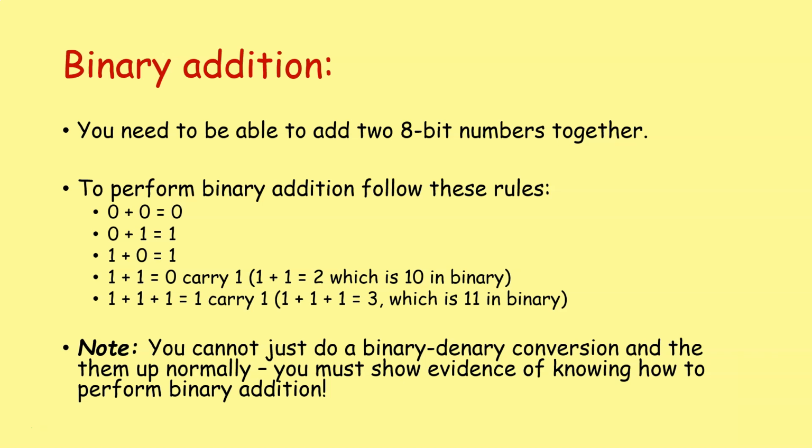That's because in decimal, 1 plus 1 is 2, and if we convert 2 to binary, we get 1, 0. So that's 0 for this column, and we add the 1 to the next column. And the final rule is 1 plus 1 plus 1 equals 1, carry 1. Because 3 ones equals 3, which when we convert to binary is 1, 1. 1 for that column, 1 for the next column.